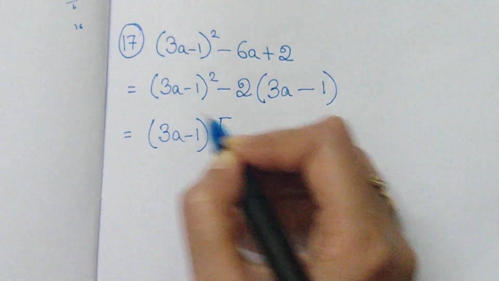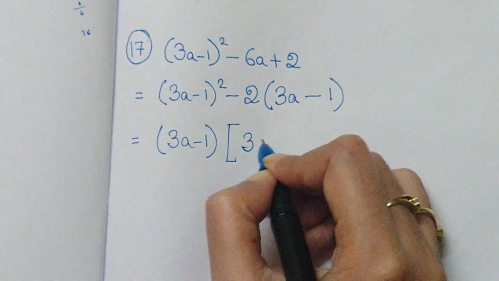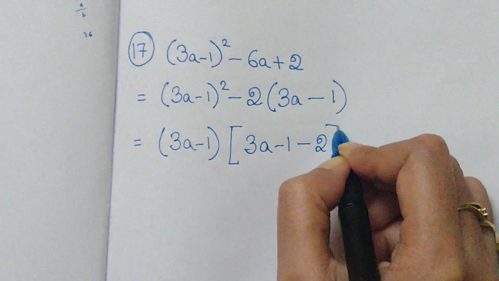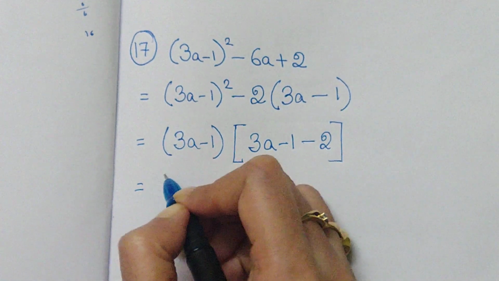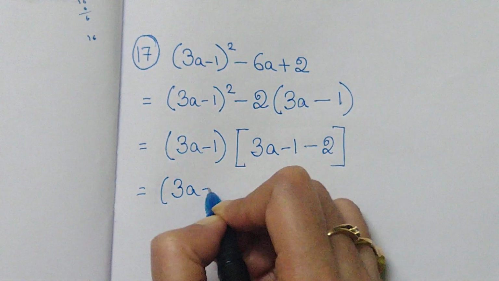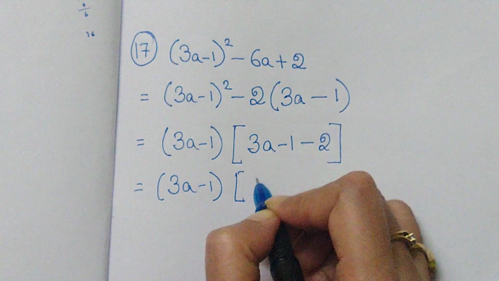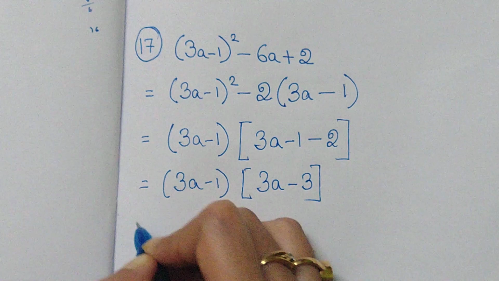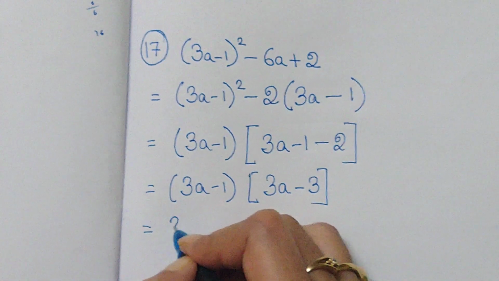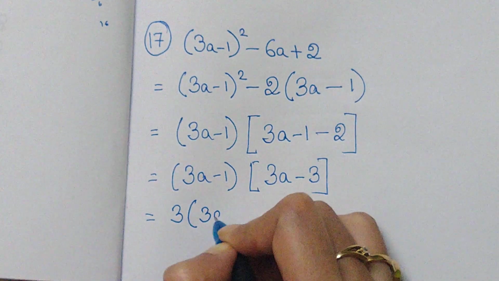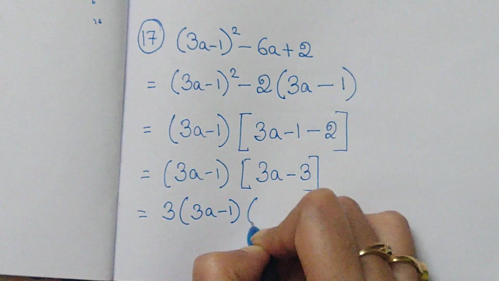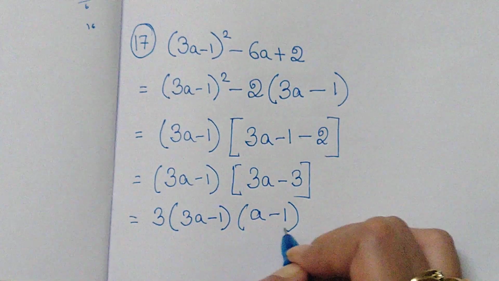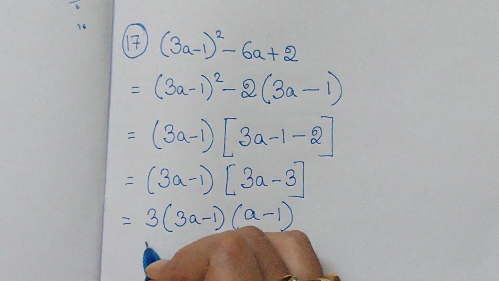So what will be left? 3a minus 1 will be left, and over here minus 2. So this gives you 3a minus 1, and from here 3a minus 3. So again I can take 3 common from here, and I can write a minus 1 because I have taken 3 as common. So what is left behind? A minus 1. So this is the factor.